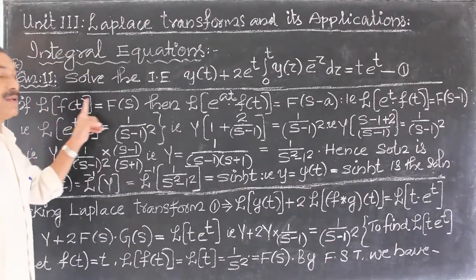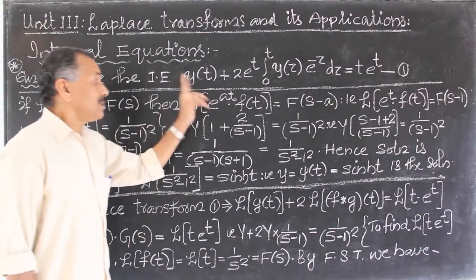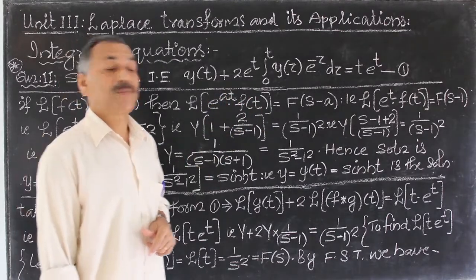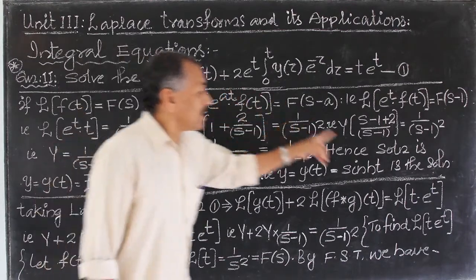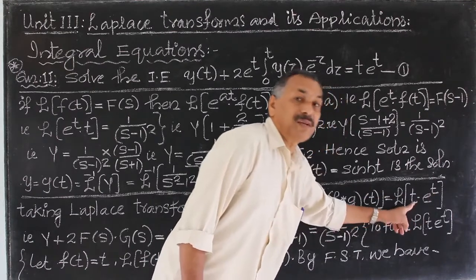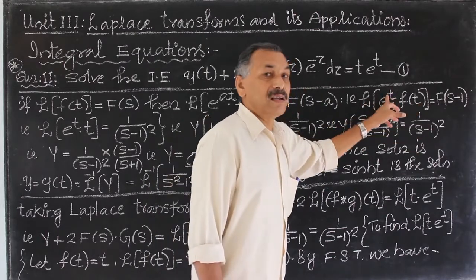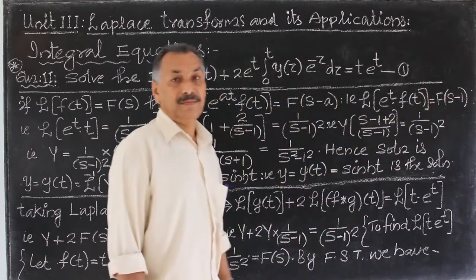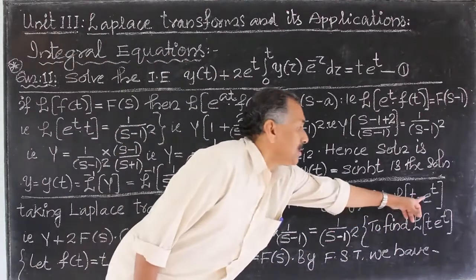If L of f of t is equal to f of s, then Laplace transform of e raised to a t into f of t, f of t e raised to a t കൊണ്ട് മൾട്ടിപ്ലൈ ചെയ്ത് കിട്ടുന്നതിന്റെ ട്രാൻസ്ഫോം, is equal to f of s minus a. That is, Laplace transform of e raised to t into f of t. Then Laplace transform of e raised to t into f of t is equal to, here a is equal to 1, f of s minus 1.